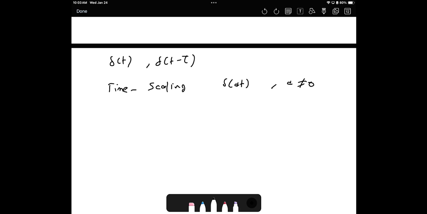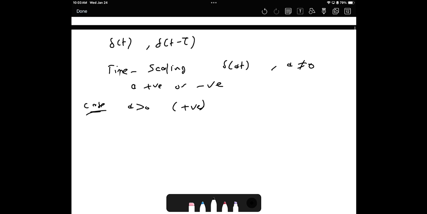Now we need to look at a. There are two cases, if it is positive or negative. So case 1, when a is larger than 0, or in other words, positive. So how can we deal with this? Let's imagine that there is the integral between negative infinity to infinity, delta of a of t dt. Now, how can we solve this integral? Because we have a of t.